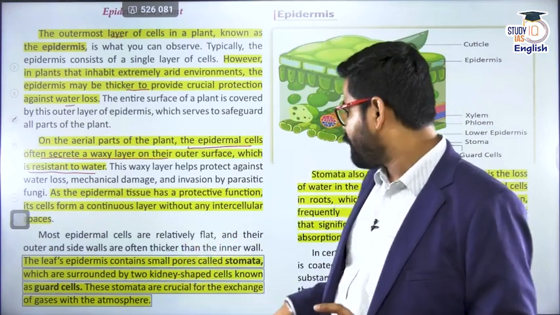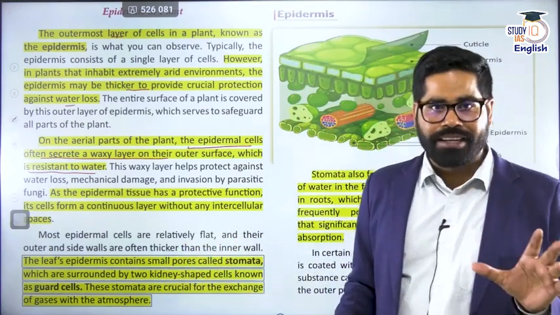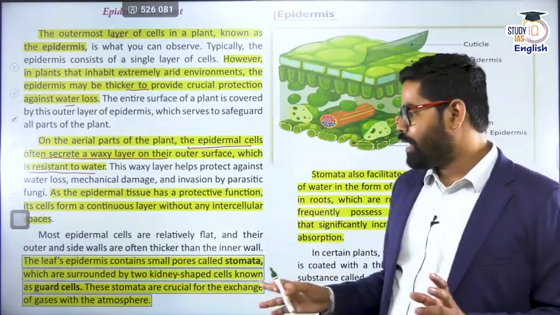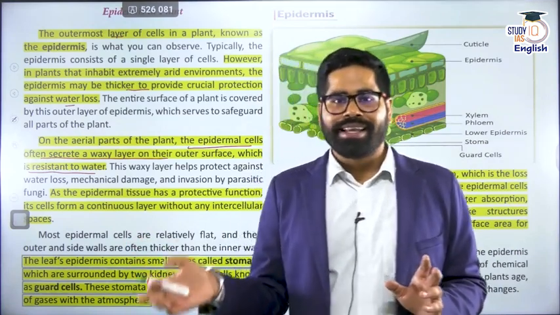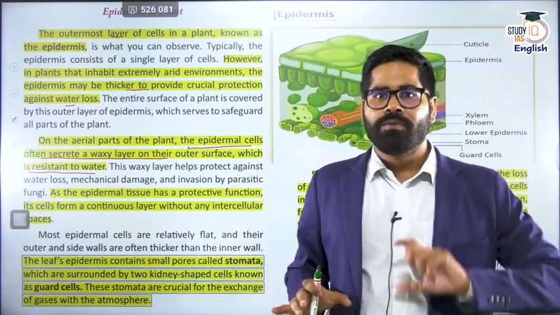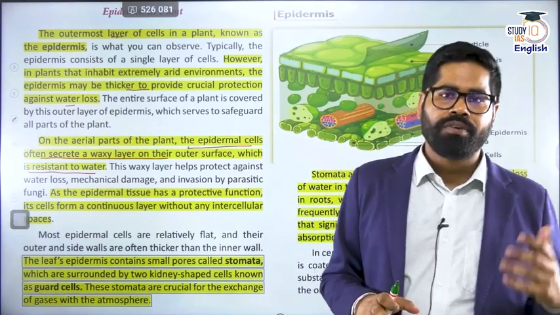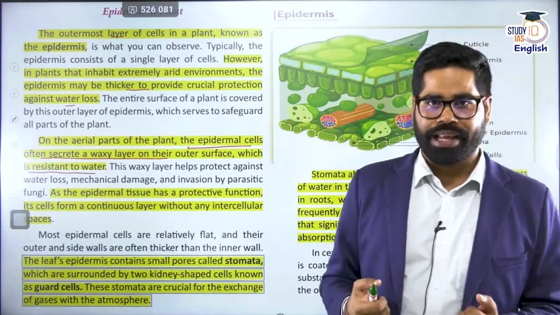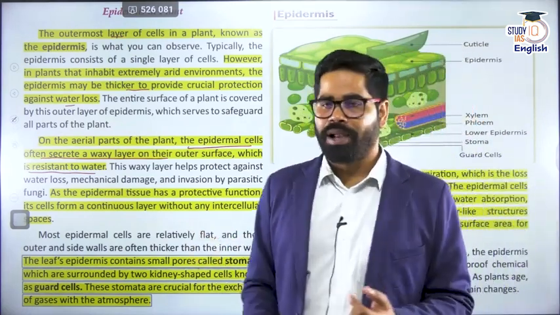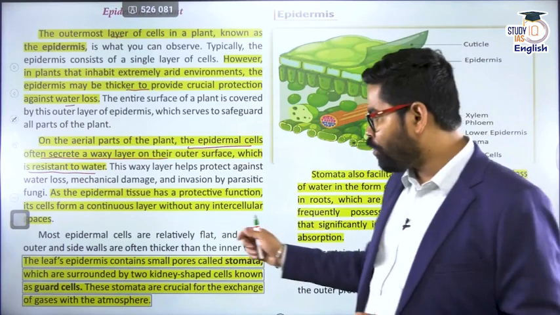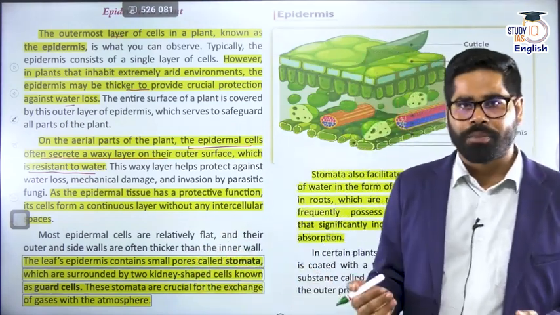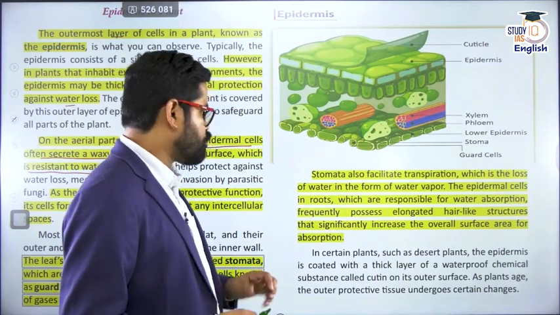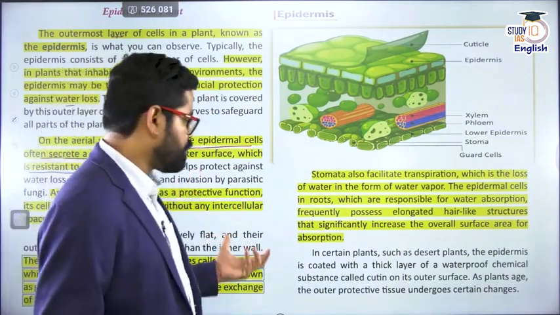But like you can see, the leaf epidermis consists of some small pores which are called stomata. Now you know that this stomata has two guard cells which regulate the exchange of the different gases or water between the plant and the atmosphere. So in the leaves of the plant, the epidermis has certain pores which are basically called stomata. So this is the epidermis in the plants. Stomata, as you know, help in transpiration and all.